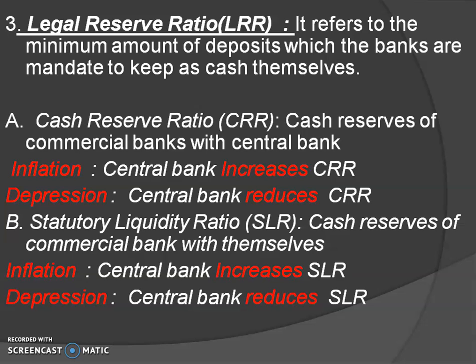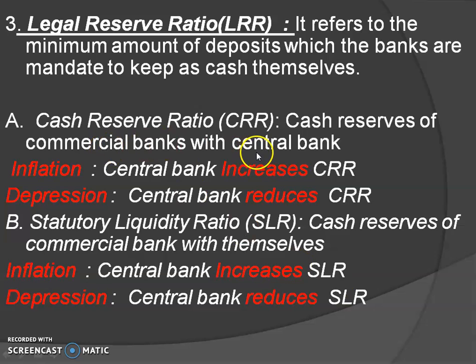So that rate is known as legal reserve ratio, LRR, and it has two parts, cash reserve ratio and statutory liquidity ratio, CRR and SLR. So during inflation, central bank increases CRR. During depression, central bank reduces CRR, cash reserve ratio. Then during inflation, central bank increases SLR, statutory liquidity ratio. Then during depression, central bank reduces statutory liquidity ratio.